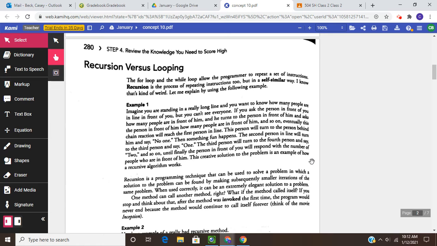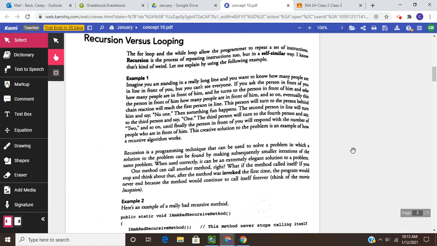The for loop and the while loop allow programmers to repeat a set of instructions. Recursion is the process of repeating instructions also, but in a self-similar way. I know that's kind of weird, so let me explain that by using the following example. Example 1. Imagine you're standing in a really long line and you want to know how many people in line are in front of you, but you can't see everyone.